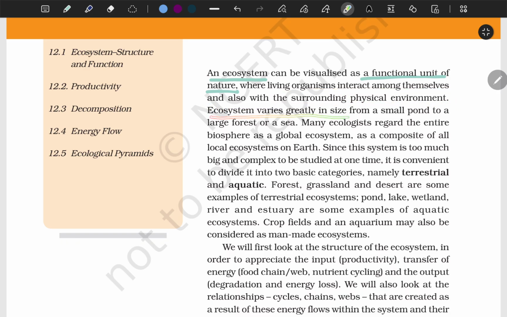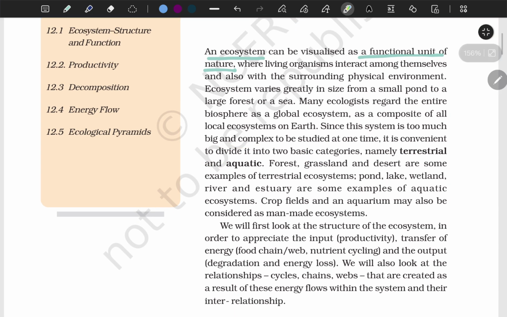Ecosystems vary greatly in size, from a small pond to a large forest or a sea. Many ecologists regard the entire biosphere as a global ecosystem, a composite of all local ecosystems on the earth. Since this system is too big and complex to be studied at one time, it is convenient to divide it into two basic categories, namely terrestrial and aquatic.